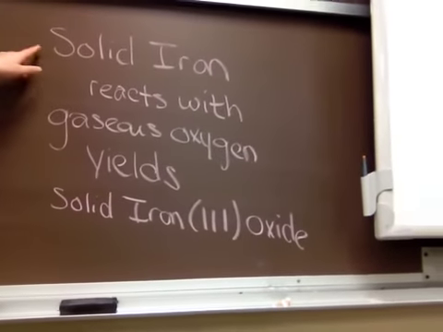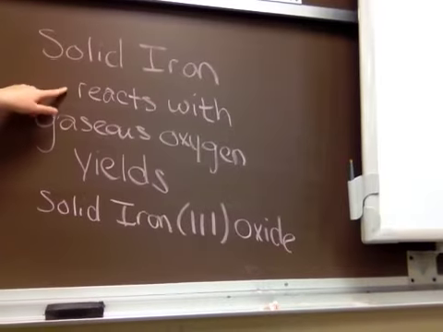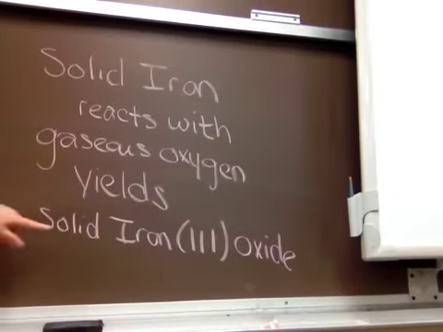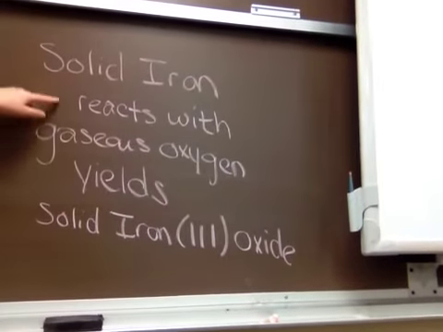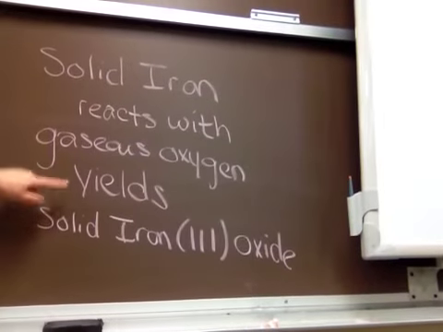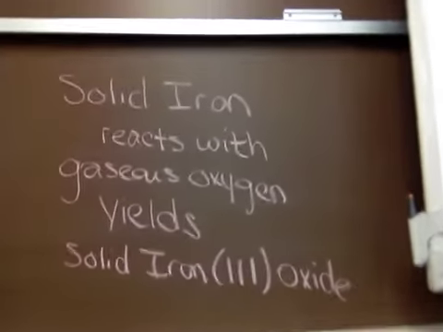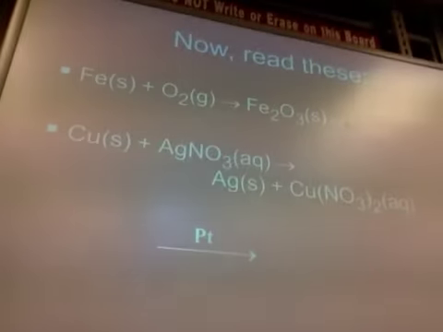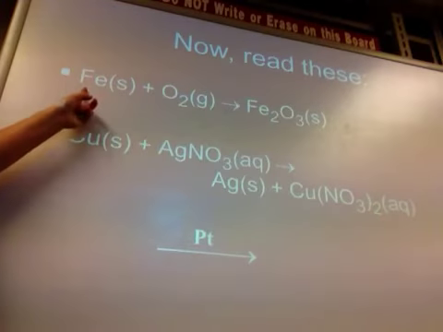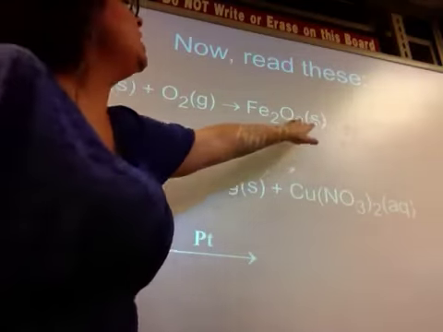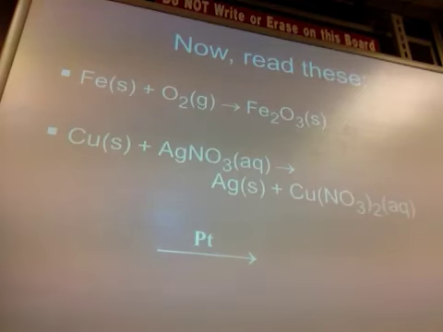Okay, so if I'm looking at this, here's what I would say. I have solid iron reacts with gaseous oxygen to yield solid iron 3 oxide. So solid iron reacts with gaseous oxygen, yielding solid iron 3 oxide. Okay? So all you're doing is taking each piece and naming them. So I had solid iron reacts with gaseous oxygen to yield or to produce solid iron 3 oxide. Okay? Now I have one more up here for you, and let's look at that one.